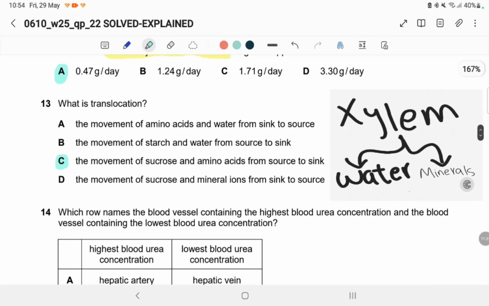Now, what is translocation? Basically, you just stated in the question the xylem vessels. Translocation is the movement of sucrose and amino acids from the source to the sink. You tell me what is a source and what is a sink. A source is the leaves, where they carry out photosynthesis, and a sink is the roots or the fruits, for example the flowers. For example, if I'm going to grow a strawberry plant, the strawberry will be the sink. So basically the answer here will be letter C.